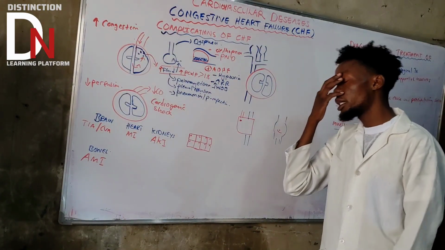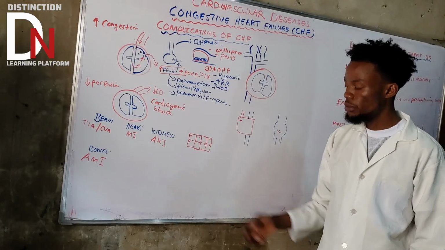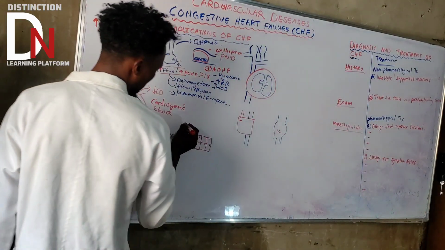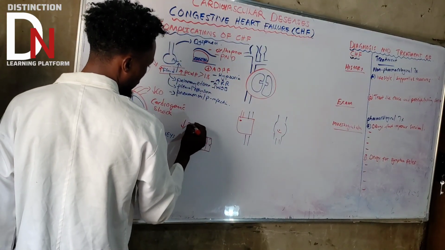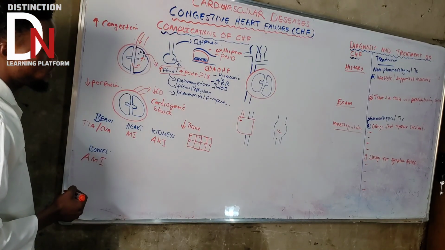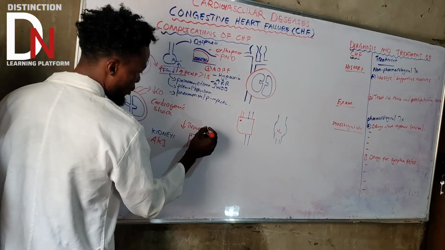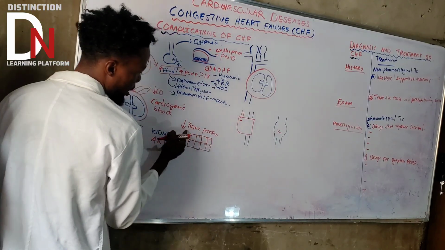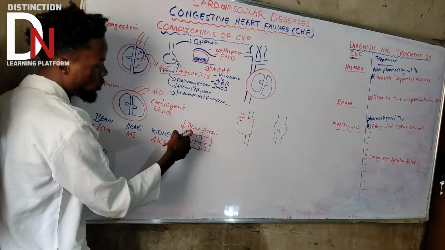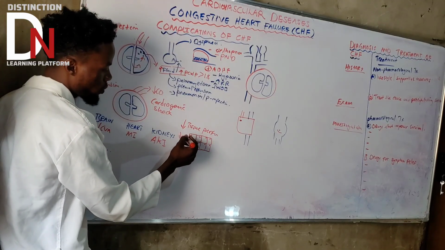What is the last part under the left-sided heart failure complications? The last one is this one. As you can see, these are tissues, and tissues are receiving no blood. There is decreased tissue perfusion here because of the stroke that we are talking about. Remember that in blood the most important thing is oxygen. So if there is no tissue perfusion, the tissues are going to receive less oxygen.